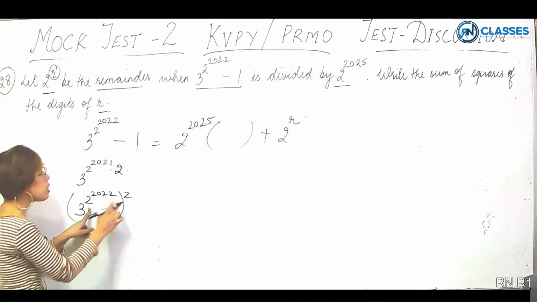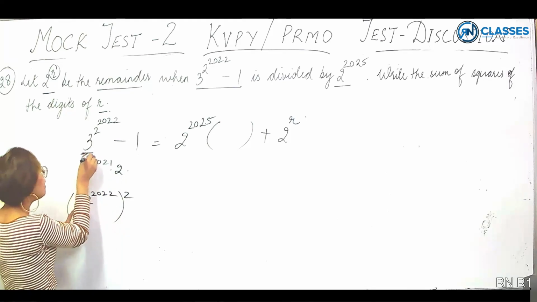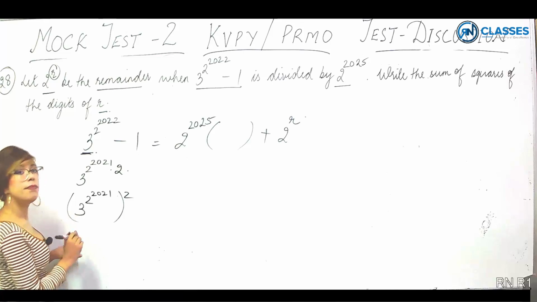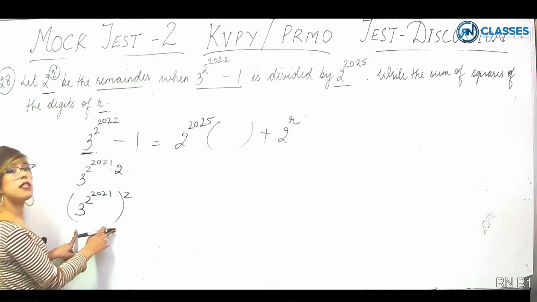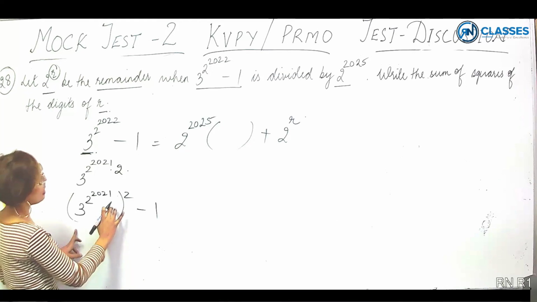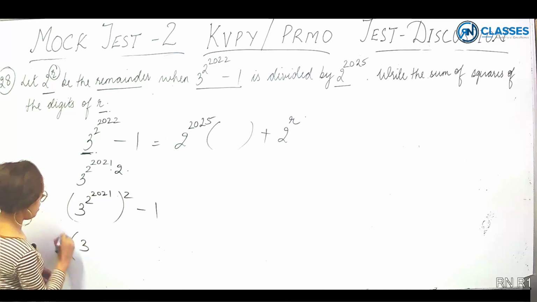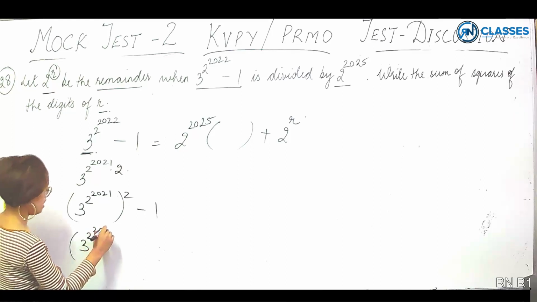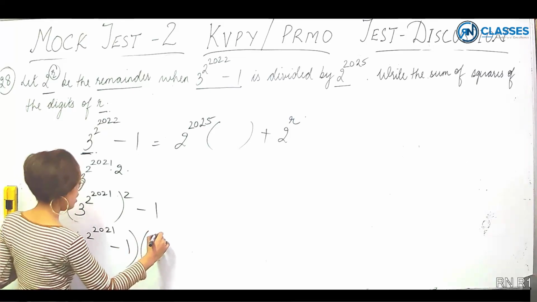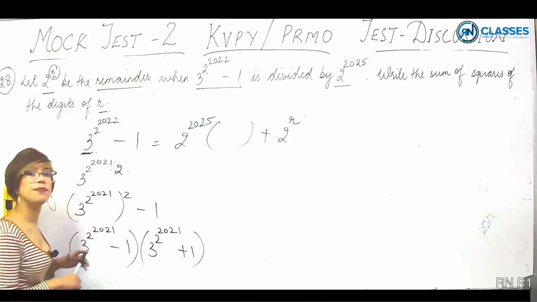Like this. Because these two get multiplied. These two get multiplied, right? So, I can write this term like this. And here I need a 1, so I can write this as minus 1. So this is technically a square minus b square. So a minus b, that is 3 raised power 2 raised power 2021 minus 1, into 3 raised power 2 raised power 2021 plus 1.